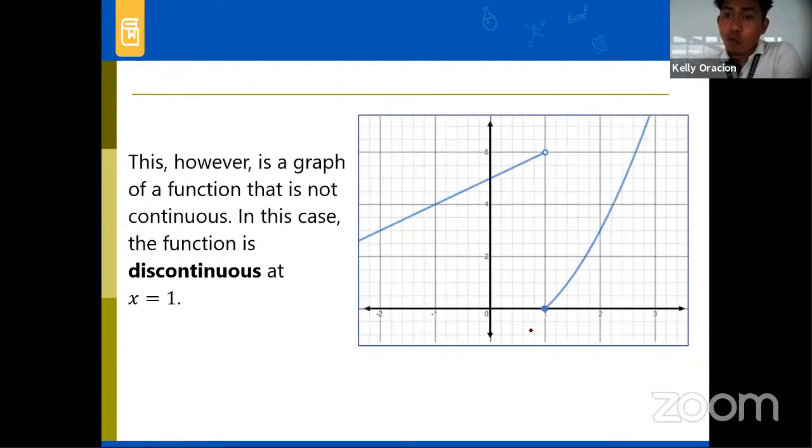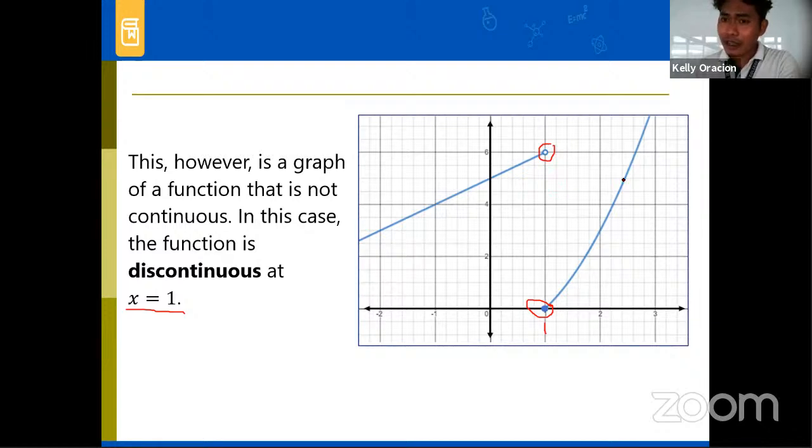However, this is discontinuous at x is equal to 1. Okay, it is continuous at every other point except 1. Sir, why is it not continuous at 1? Look at the graph. Sir, it is shaded. This is 1. It is shaded.